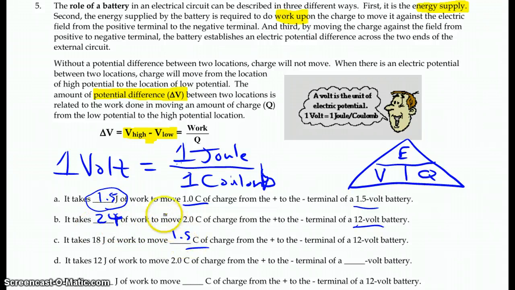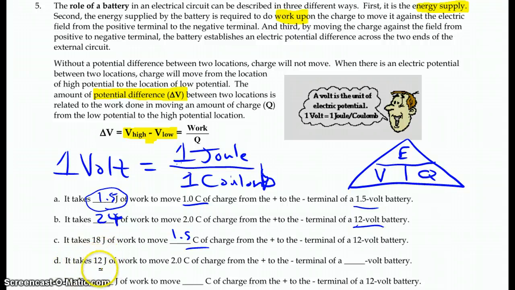Now we could have figured that out from the previous one as well if you think about it. 24 divided by 2 gave us 12. If I'm only using 18 joules of energy, then I must be using about 1.5 as much charge when I'm moving it around.